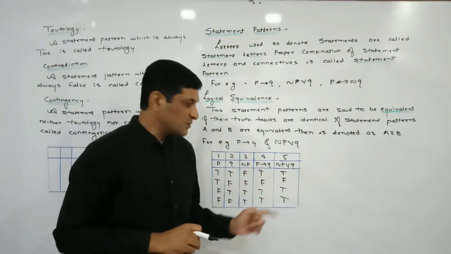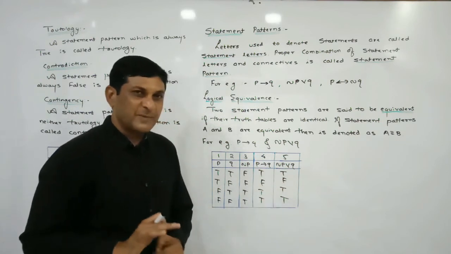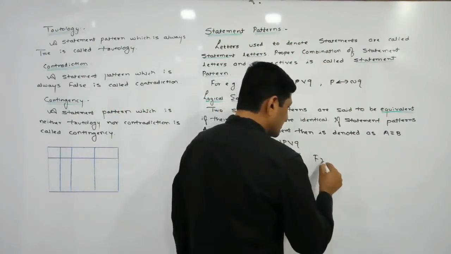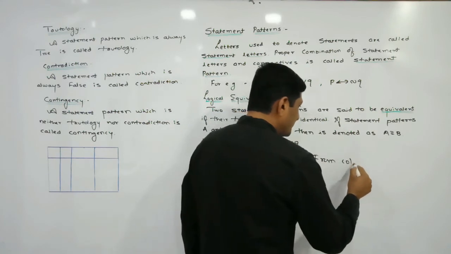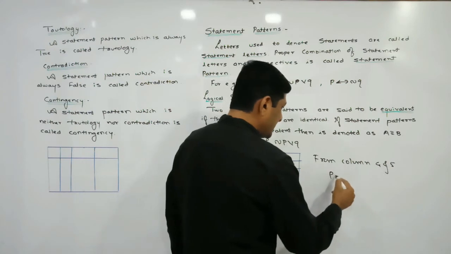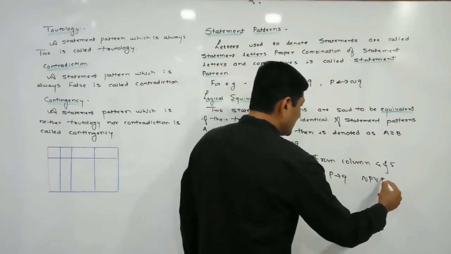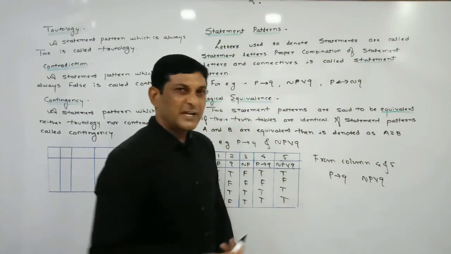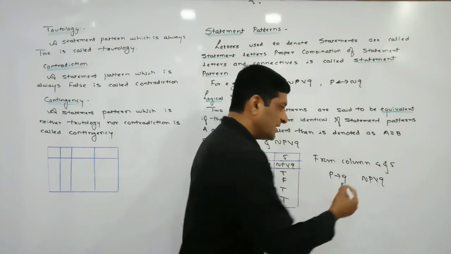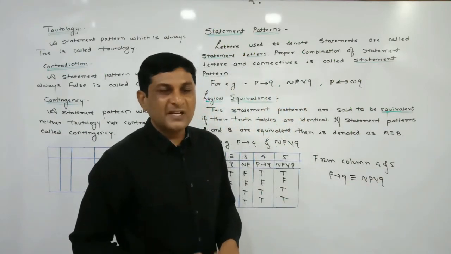TFTT, and here also the truth values are TFTT, which means the truth values of both statements are exactly the same. So from columns 4 and 5, what is our conclusion? That P implies Q is equivalent to negation P or Q, and if two statements are logically equivalent, it is denoted by this symbol. So we can say that these two statements are logically equivalent.